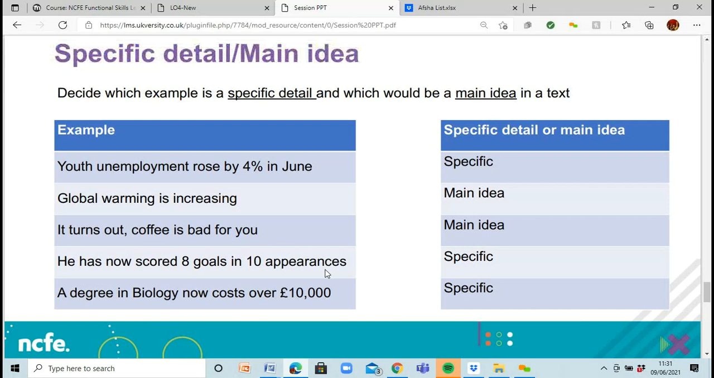This is a bit more specific now. He has now scored 8 goals in 10 appearances. So he had 10 football matches and he scored 8 goals within that. And then a degree in biology now costs over £10,000, and that's specific. So this is the difference between specific data and main ideas.